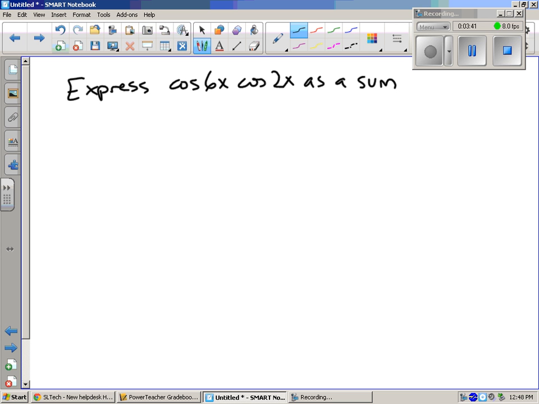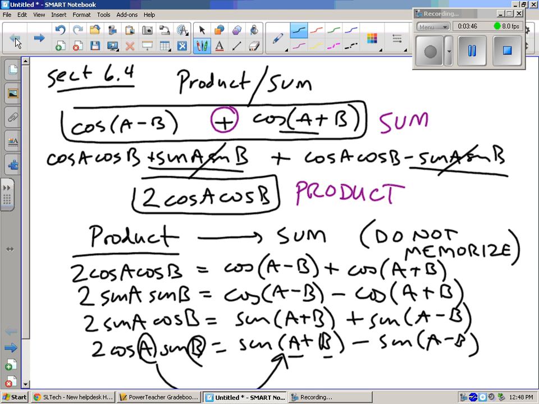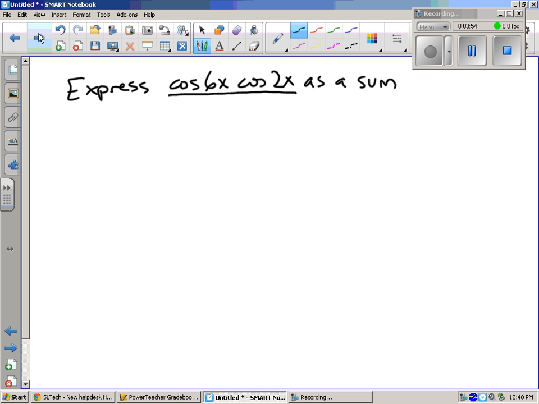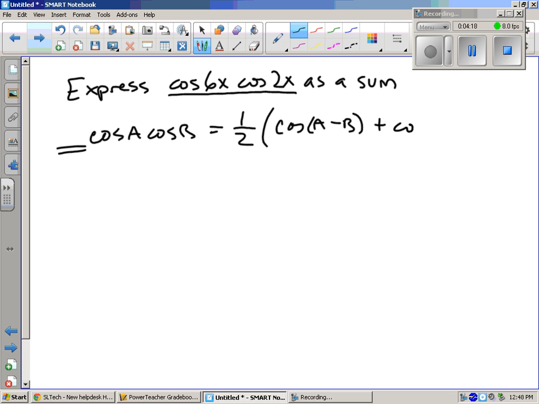Now this right here, let's go back a page. Cosine cosine kind of looks like this one, but without the 2. So to accommodate that 2, we're going to put it on the other side as a 1/2. So cosine of A, cosine of B, normally there's a 2 right here. Well, we're going to move it over and divide this side by 2, so it looks like it's multiplied by a 1/2. So then we have cosine of A minus B plus cosine of A plus B.